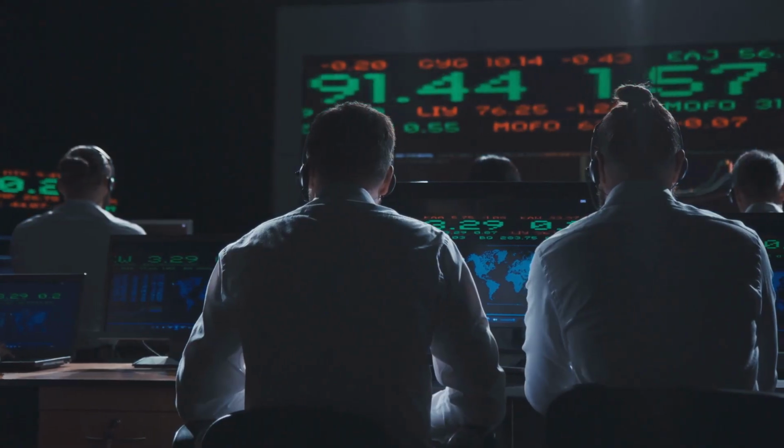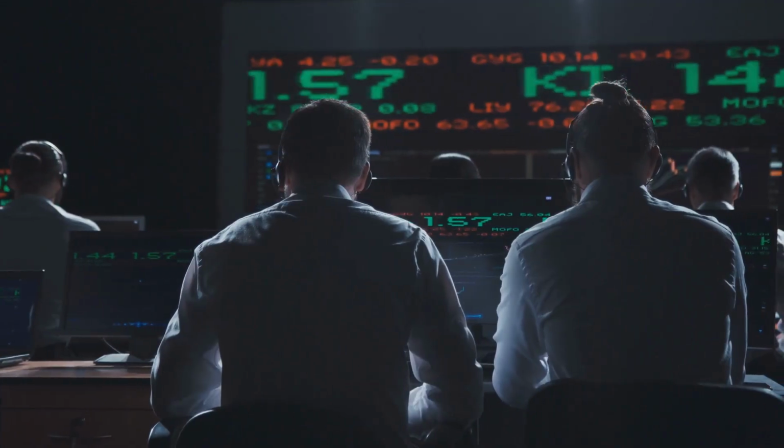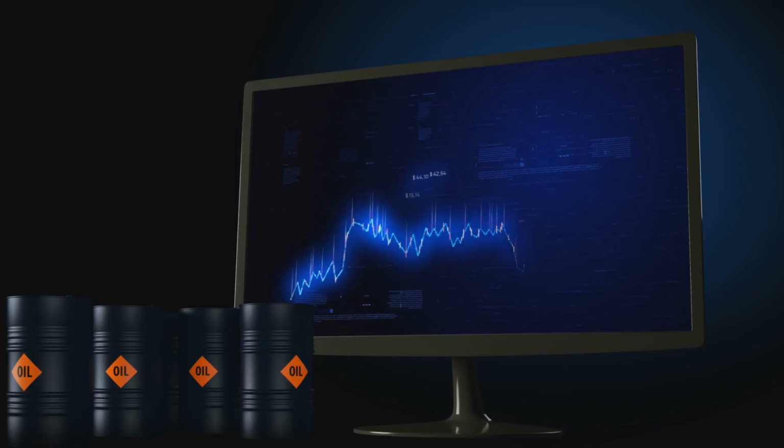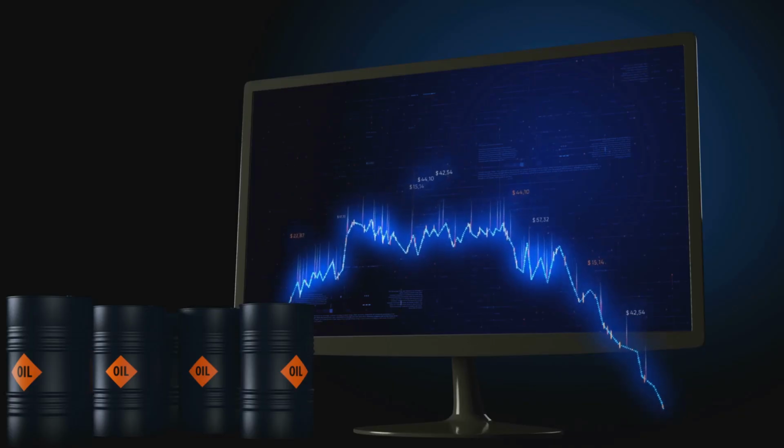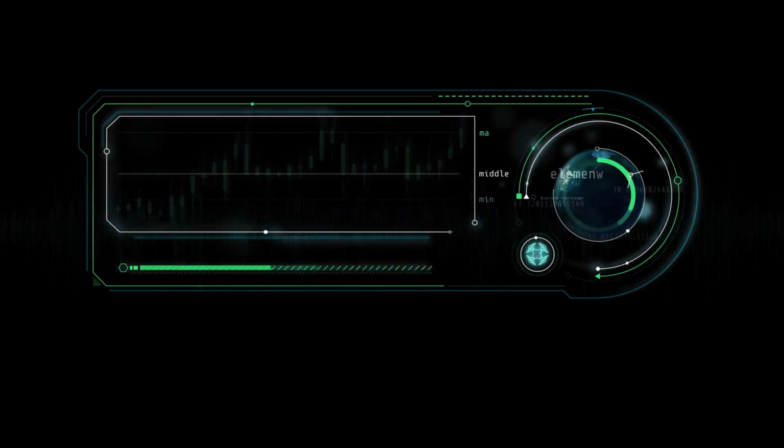This number tells you about the emotional pain you'll have to endure to follow the strategy. A strategy might be profitable in the long run, but if you can't stomach a 50% drop in your account, you'll likely abandon it at the worst possible time. A lower drawdown is always better.